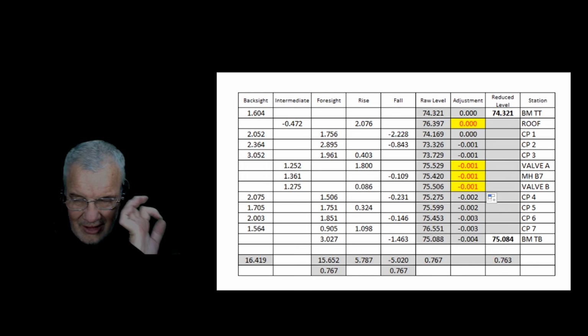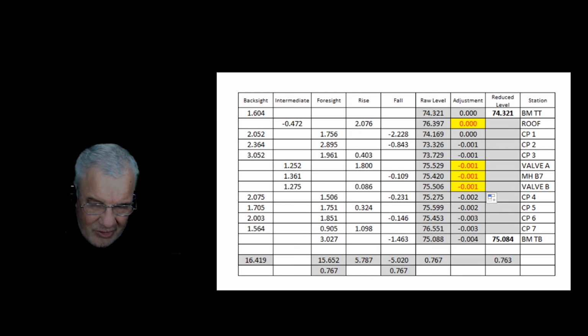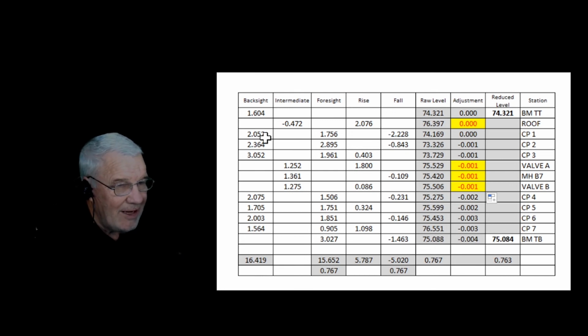So they get isolated out at the first. They're not part of the adjustment. They just have the same adjustment as the back sight associated with their setup. Okay, so the back sight associated with their setup. So there's the back sight associated with that intermediate. There's the back sight associated with those intermediates.